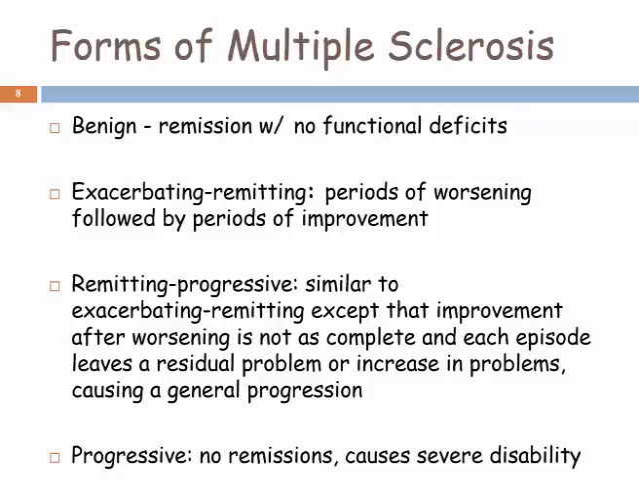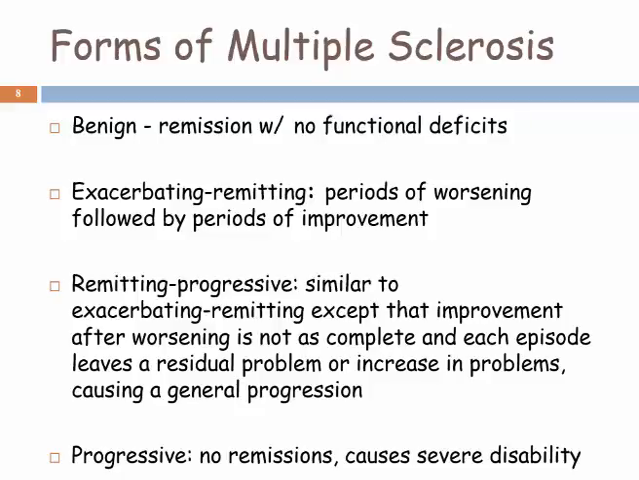There are 4 forms of multiple sclerosis. The first, benign. This is where remission with no functional deficits occurs. What does this mean? Well, this means that a person suffers some symptoms, but they remit, meaning go away, and they never return. The exacerbating remitting form is a form where there are periods of worsening followed by periods of improvement. It is sort of a roller coaster of symptom development followed by symptom improvement. In this form, when remission occurs, the person regains their original level of function.